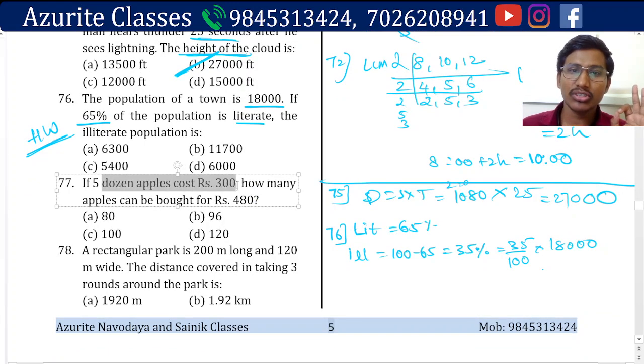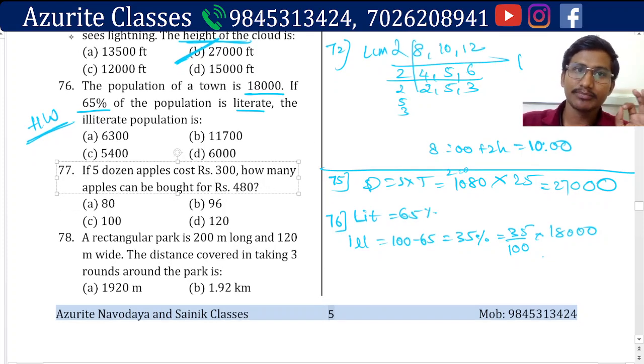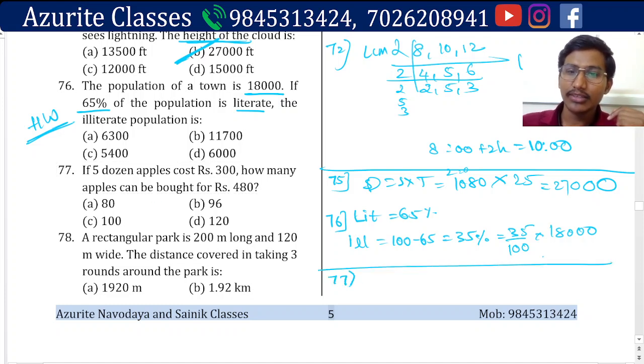Now 77. If 5 dozen apples cost 300 rupees, how many apples can be bought for 480 rupees? 5 dozen means how much? 1 dozen means 12, so 5 twelves are 60. So 60 apples cost 300 rupees.